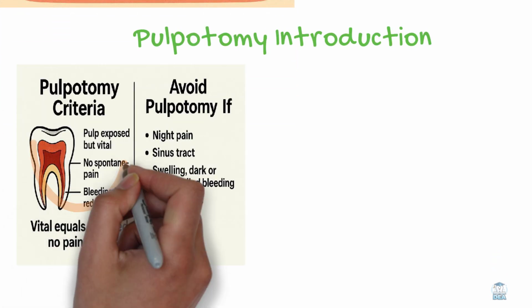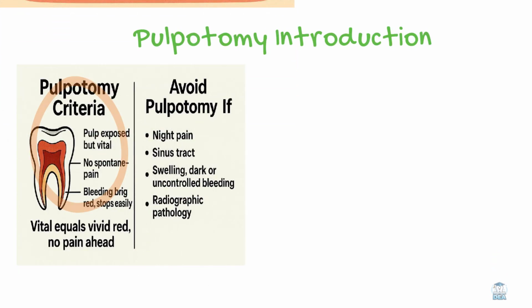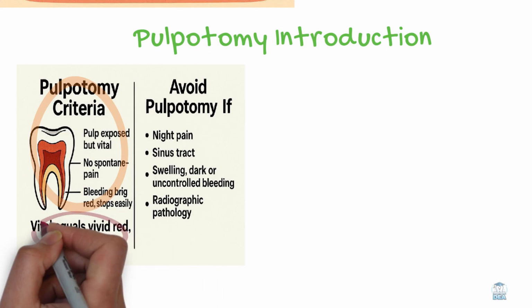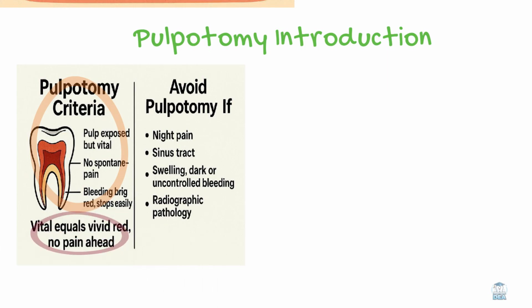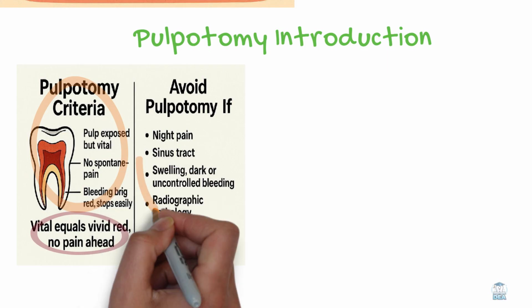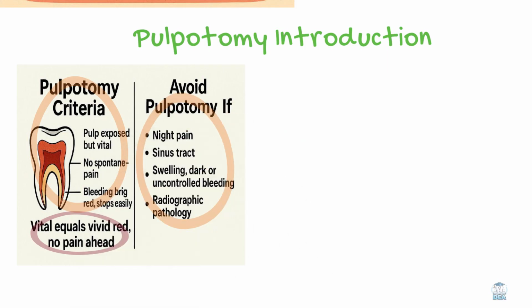If the pulp is exposed but still vital and there's no spontaneous pain, you'll perform a pulpotomy. Bleeding is bright red and stops easily, and there's no swelling or radiolucency. Vital equals vivid red, no pain ahead. Avoid pulpotomy if there's night pain, sinus tract, swelling, dark or uncontrolled bleeding, or radiographic pathology.